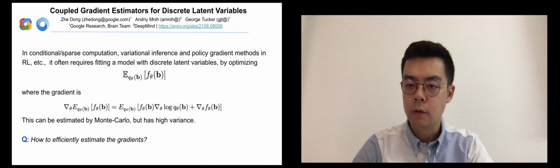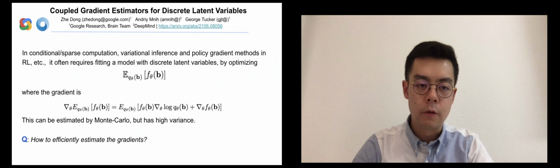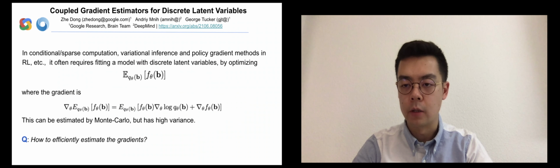In sparse computation, variational inference, and reinforcement learning, it is often required to fit models with discrete latent variables by optimizing the following training objectives. The gradient of this objective with respect to its model parameter theta is of the following form, where the second term can usually be estimated with a single Monte Carlo sample, and the first term with Monte Carlo estimation is usually of high variance. How to construct a low variance and unbiased gradient estimator for the first term is our focus.